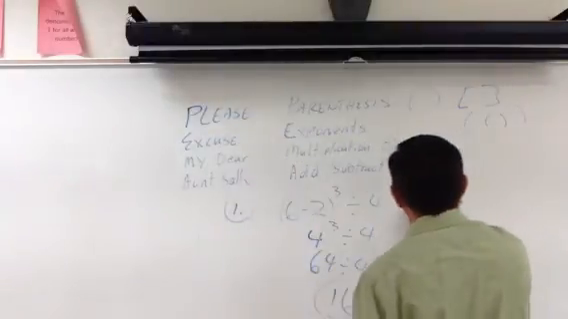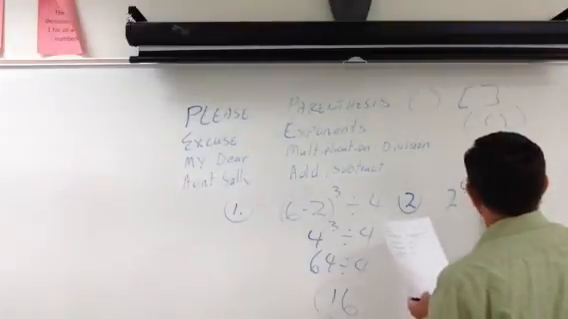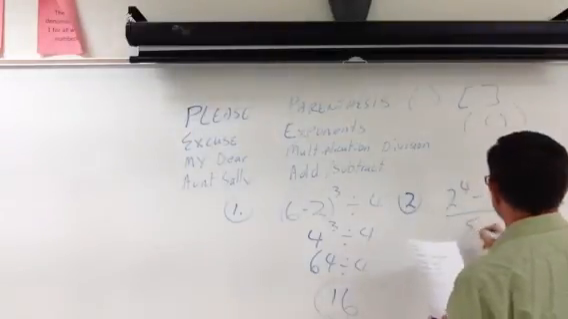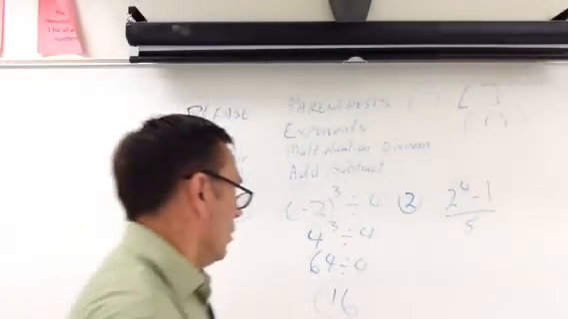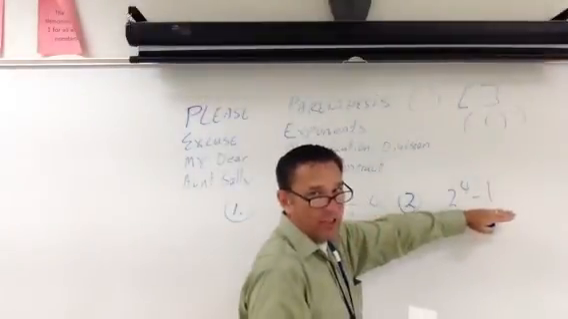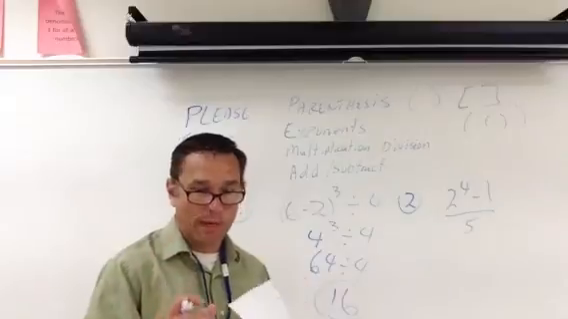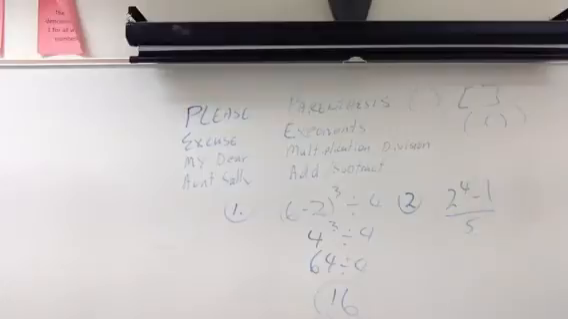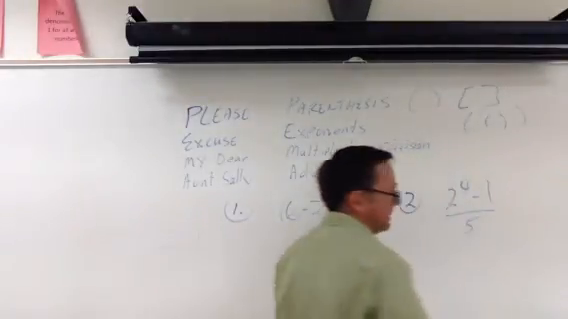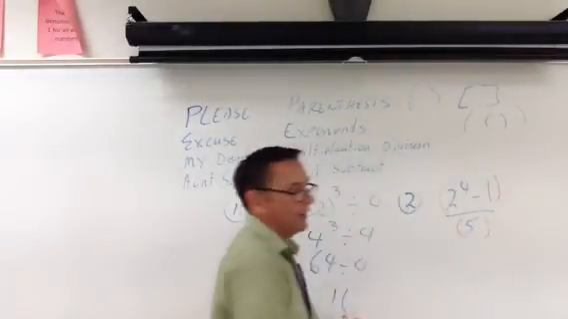Number 2. 2 to the 4th minus 1, all divided by 5. Now, when we have a fraction, this is a kind of parenthesis. It's a kind of grouping. We are grouping the top first. We are grouping the bottom. And then this fraction bar means to divide. So you can think that there's parentheses around the top and the bottom.